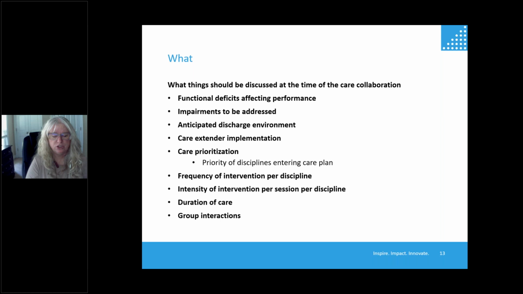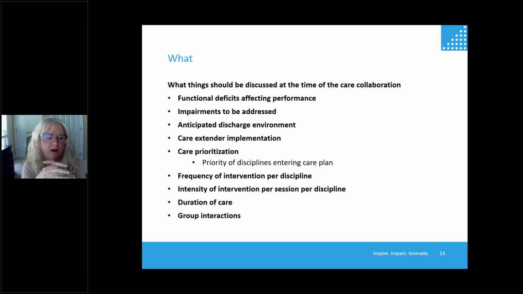Then we're going to talk about determining, through the collaborative discussion, the frequency of the intervention per discipline, as well as the intensity of the intervention per session per discipline. So you don't come to the collaborative discussion with your frequency, intensity, and duration already set. You're coming to the discussion to determine your frequency, intensity, and duration, because determining that is part of the collaborative discussion. You don't want to come and announce, you want to come and discuss, okay?